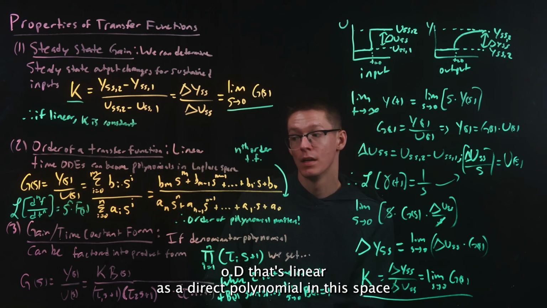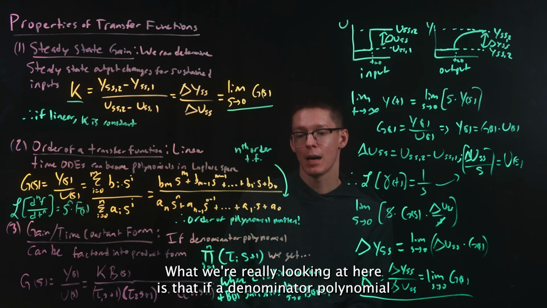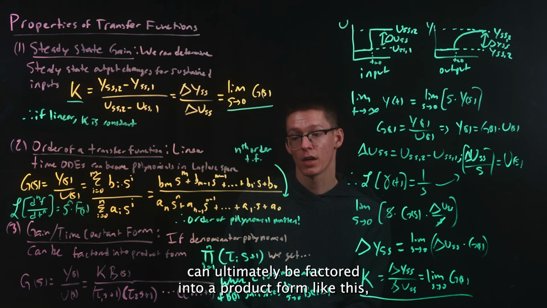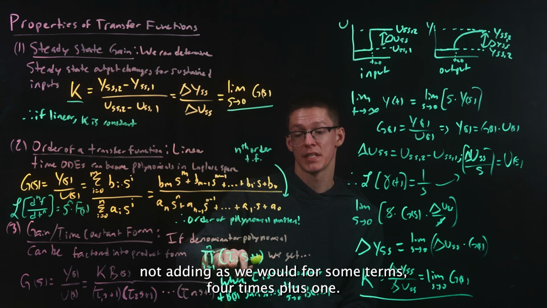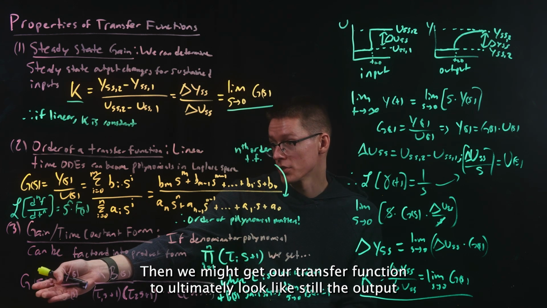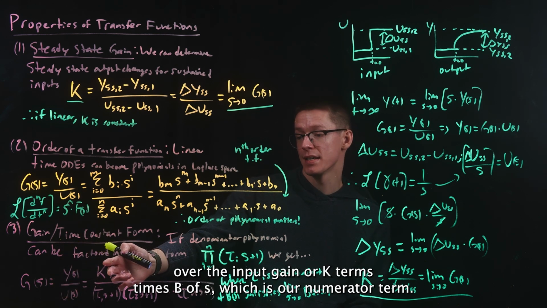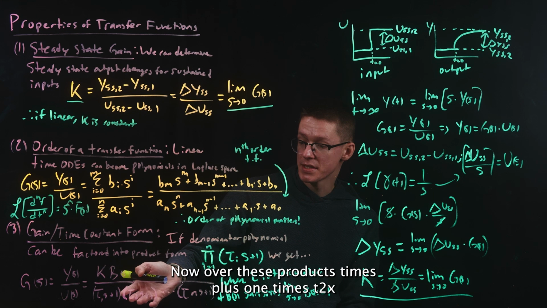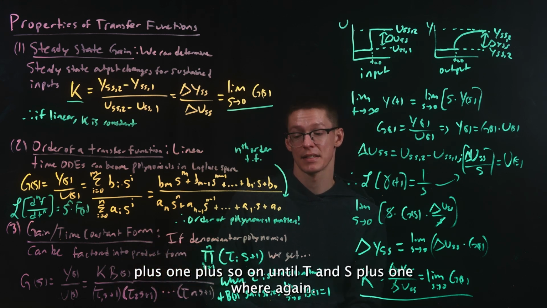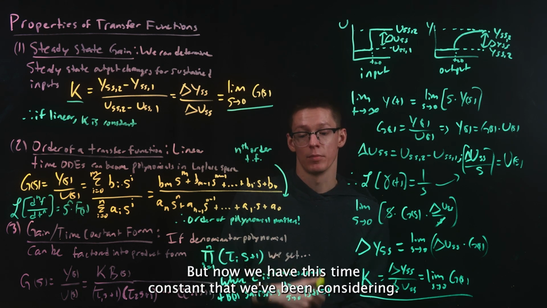When we move on to the third term, our gain time constant form, what we're really looking at is that if a denominator polynomial can ultimately be factored into a product form like this, going from 1 to n terms, with pi meaning that we're multiplying, not adding as we would for sums, then we might get our transfer function to look like the output over the input: gain K times B(s), our numerator term now, over these products (tau_1 s plus 1) times (tau_2 s plus 1) and so on until (tau_n s plus 1), where again n is the order of our transfer function, but now we have these time constants.